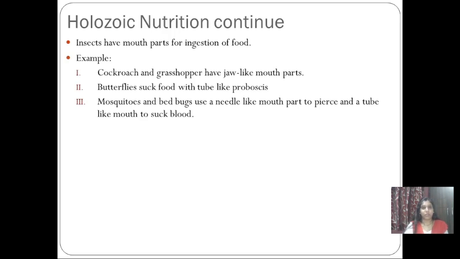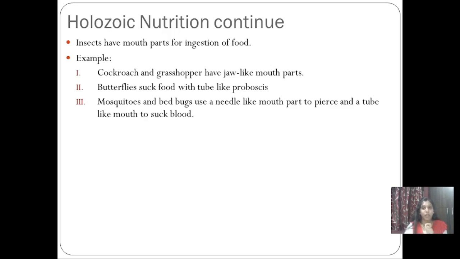For example, let us see the first one. Cockroaches and grasshoppers have jaw-like mouth parts to ingest the food. Butterflies suck food with the tube-like proboscis. Mosquitoes and bedbugs use a needle-like mouth part.